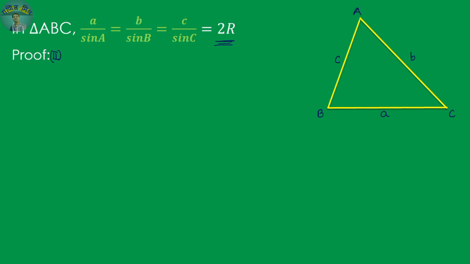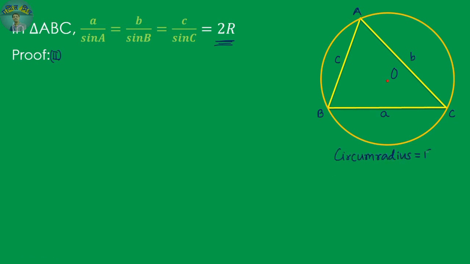Now I am going to draw the circle such that it passes through all the three vertices. Look at here, this red dot is the center of that circle, and this circle is passing through A, B and C. So that is why this circle is called as circumcircle of this triangle. This center of the circle is circumcenter. Let us call this center as O. Now radius of that circle is called as circumradius, and it is given as R. So in this case circumradius is given as R.